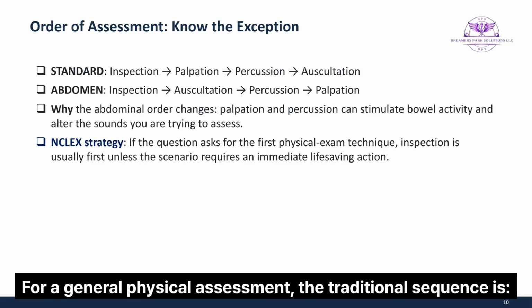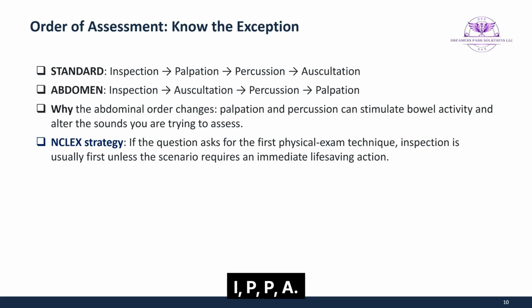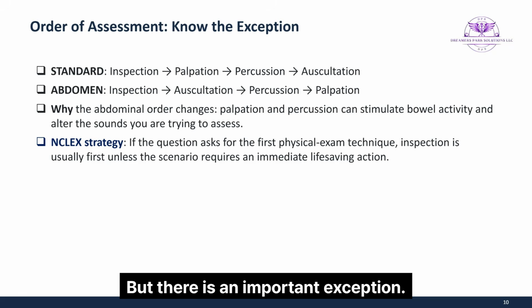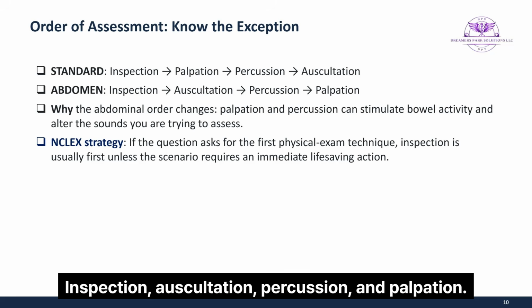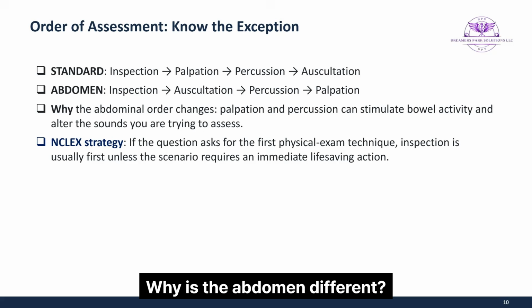For a general physical assessment, the traditional sequence is inspection, palpation, percussion, and auscultation, or IPPA. But there is an important exception. For the abdomen, the sequence is inspection, auscultation, percussion, and palpation. That's IAPP. Why is the abdomen different?